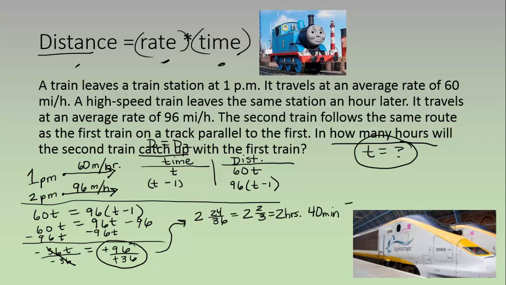Okay, remember this is t. So that is the time that the first train traveled. And the second train traveled 1 hour less because it's so speedy. So if you subtract 1 hour, we find that the second train needed 1 hour and 40 minutes to catch up with the first train. So these rate problems are a little more challenging. I hope you can have some fun with problems like that.